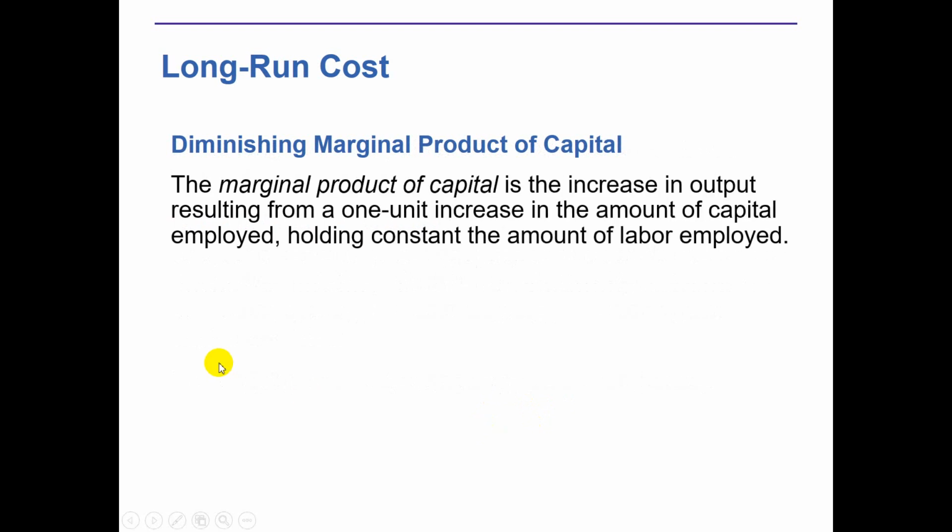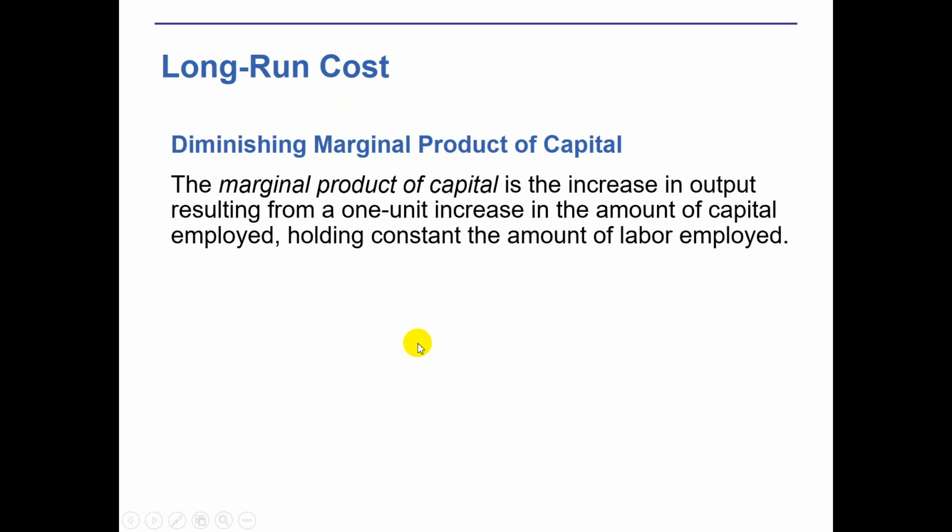So what is the diminishing marginal product of capital? The marginal product of capital is the increase in output resulting from a 1 unit increase in the amount of capital employed, holding constant the amount of labor employed. So the marginal product of capital is similar to the marginal product of labor. They both have the diminishing effect, or the law of diminishing marginal returns applies to both the marginal product of capital and marginal product of labor.